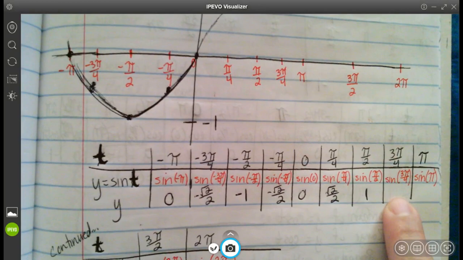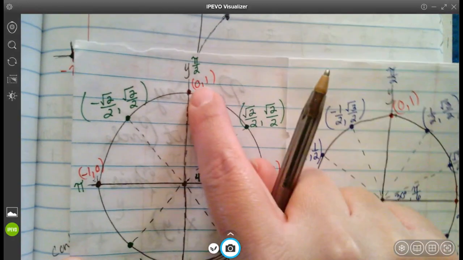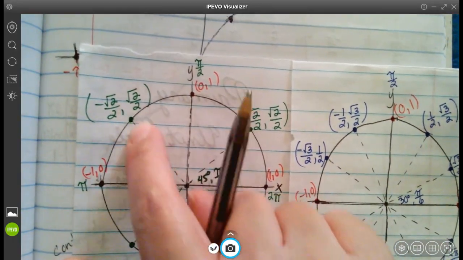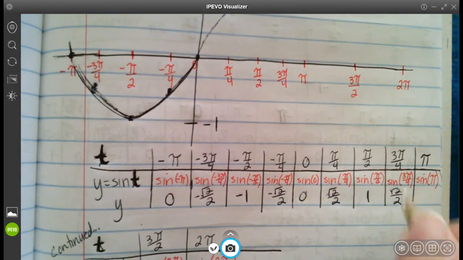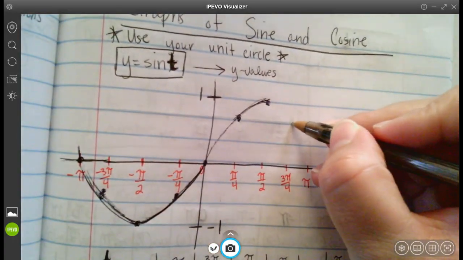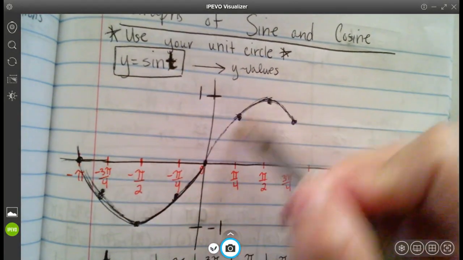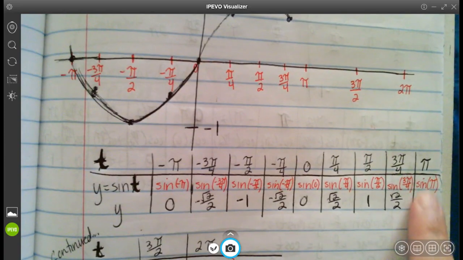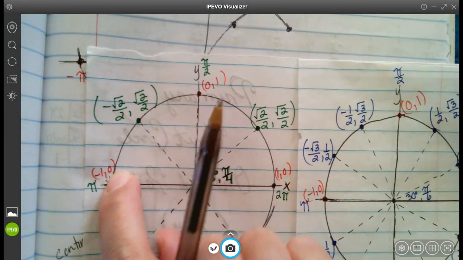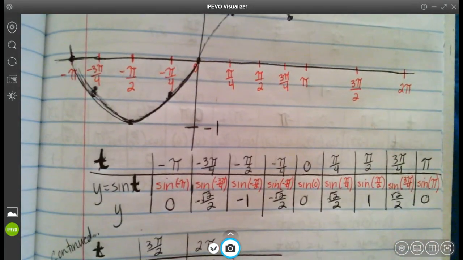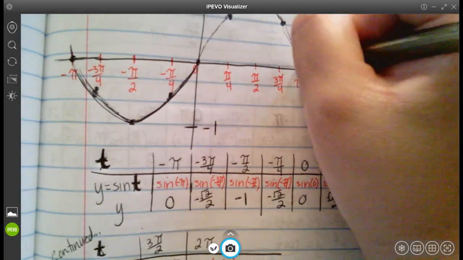Sine of 3 pi fourths. Okay, so we might have to count a little bit for this one. Remember, it's 1 pi fourths, 2 pi fourths, 3 pi fourths. So this is 3 pi fourths. Square root of 2 over 2 again for the y, which is going to be kind of like this where this one is also located. So we have something like this. You should kind of see a little curve going on. Sine of pi. So pi is right here. The y value is 0. So my picture is not too great here, but it looks something like this so far.